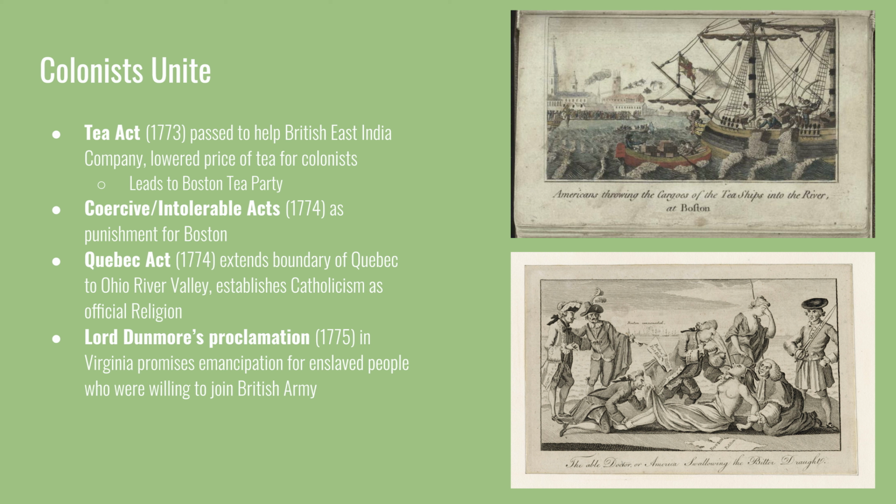Lastly, we have Lord Dunmore's proclamation. Lord Dunmore was a British official in Virginia, and as Virginia was starting to become more antagonistic to British rule, he tried to maintain martial law by promising emancipation to any enslaved person who was willing to join the British Army and put down an uprising. That really angered the people in Virginia, because slavery had played such a large part in their economy, and they felt that Britain would threaten their livelihood to maintain control.